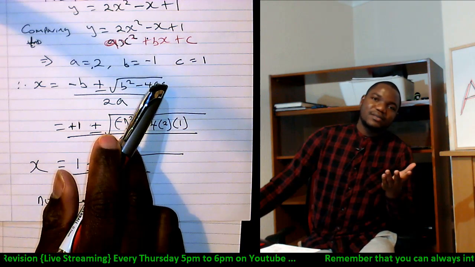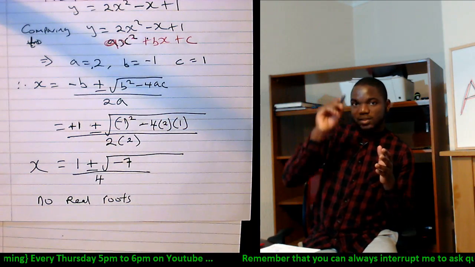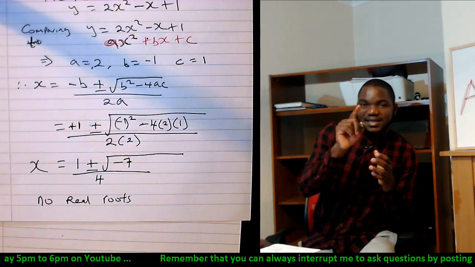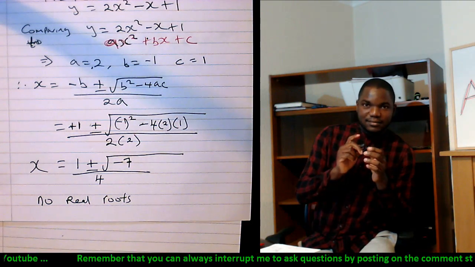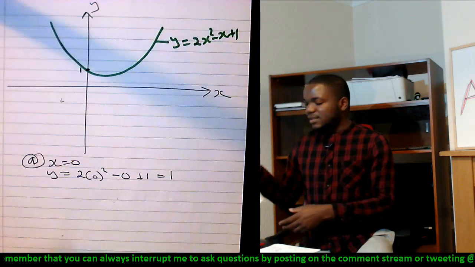What does that tell you? It tells you that this quadratic curve touches the x-axis just once. So let's see how to picture that.